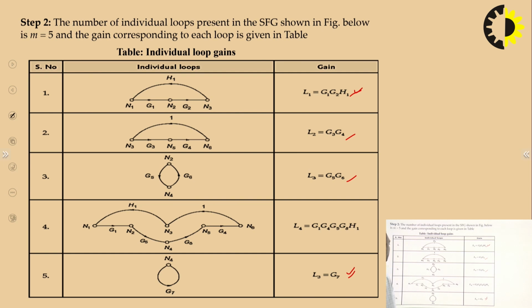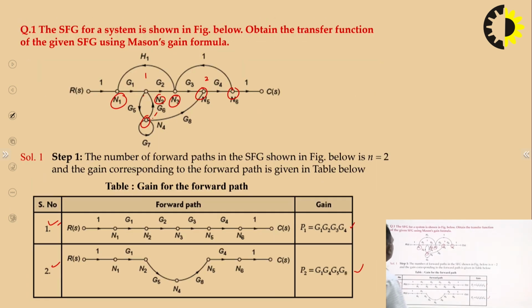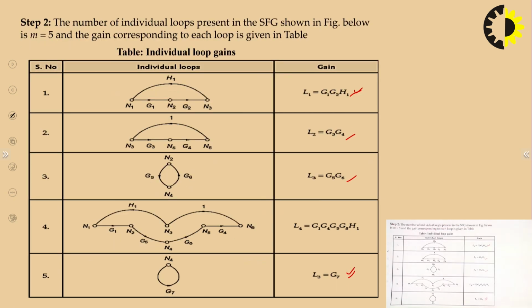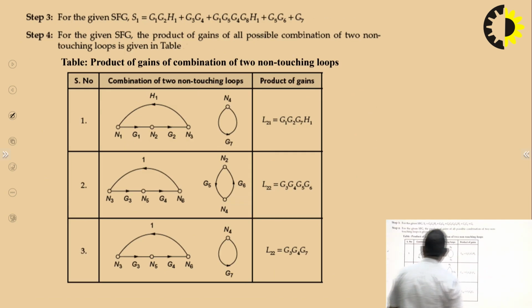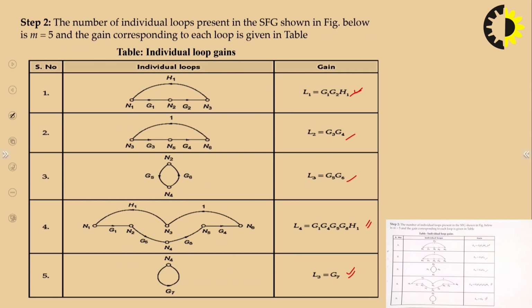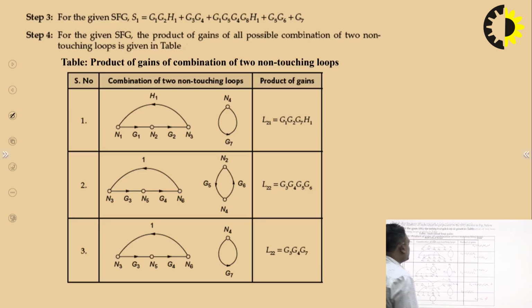Another loop is here, where you are moving in this direction. So this is another loop, and this loop is G1, G5, G8, G4, H1, which is the transmittance. So all these are individual loops. If we sum them all, it is G1, G2, H1 plus G3, G4 plus G5, G6 plus G1, G4, G5, G8, H1 plus G7.